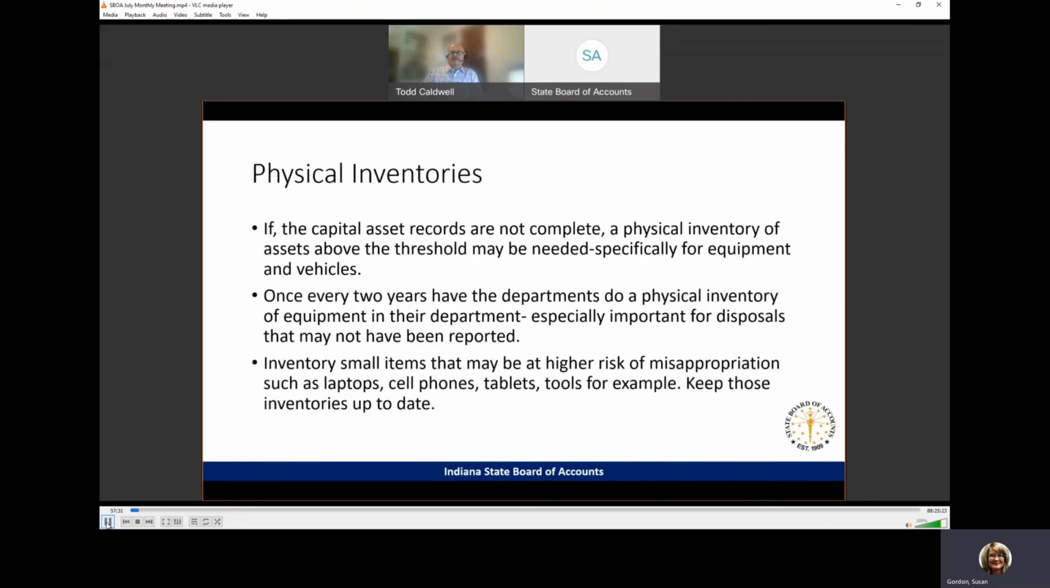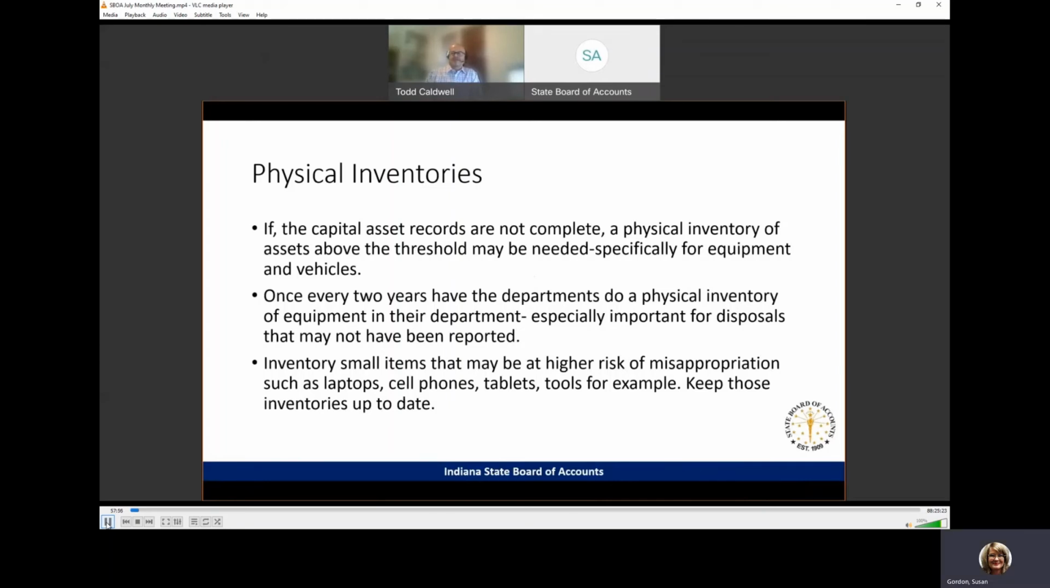Then one last thing before I hand it over to Susan. As I mentioned earlier, a physical inventory should be completed every 2 years. This is especially important for equipment and vehicles. Buildings are fairly easy to count, normally don't walk off, but you'll need to make sure if a building or land was sold, those assets have been removed from the capital asset detail report.